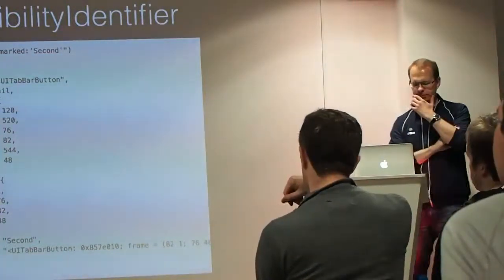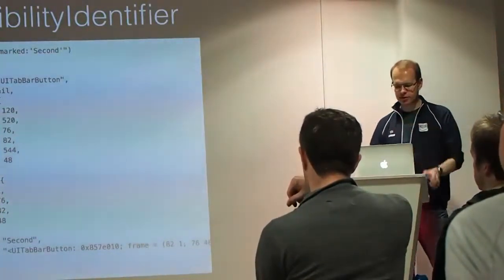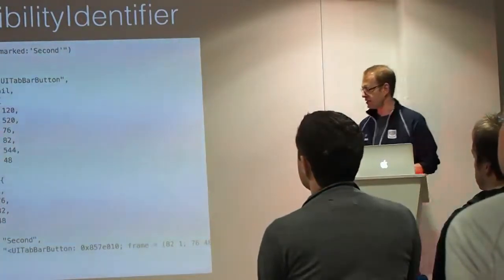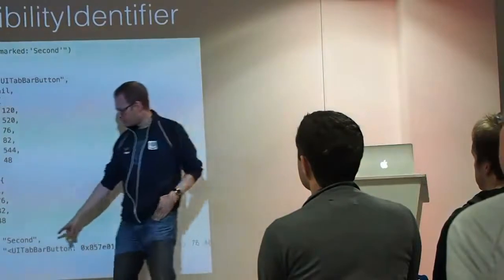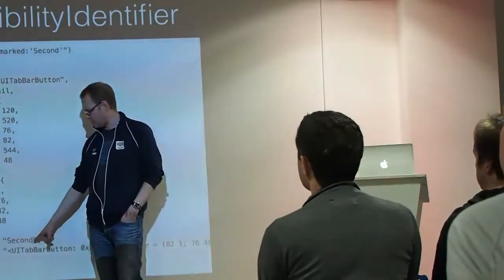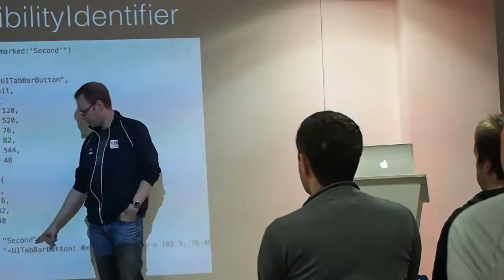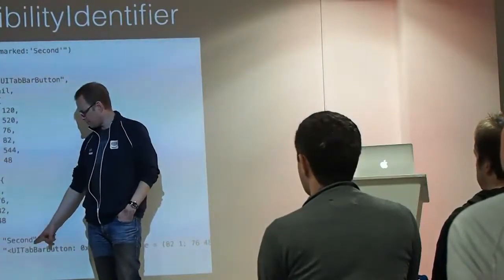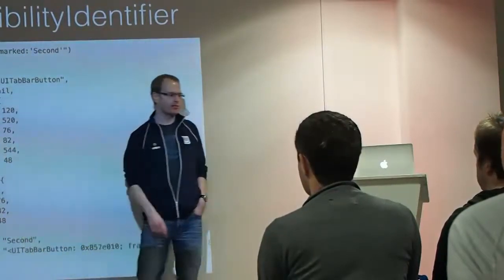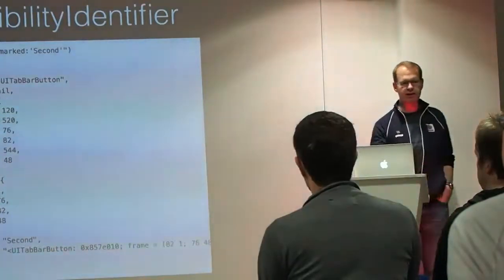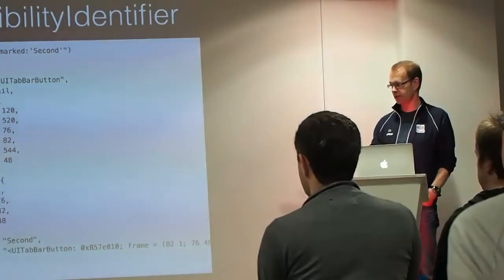One thing to note here is, we have an example, label second. So you could say you want to check for the existence of a tab bar that is called second. This is actually the accessibility label, so you could put any text in there and search for the text.